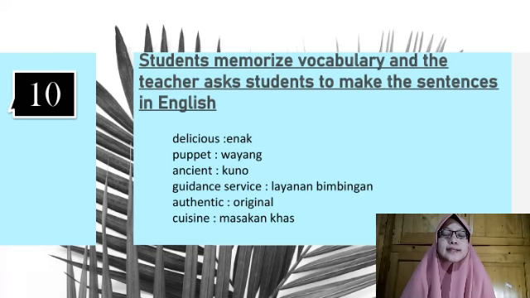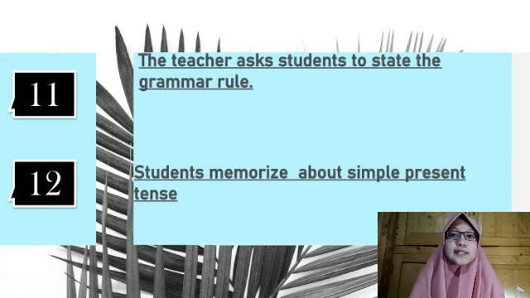The tenth step is students memorize vocabulary, and then the teacher asks students to make sentences in English. The eleventh step is the teacher asks students to state the grammar rule, and this is the repetition of memorizing the grammar rule and the examples. And next, the twelfth step is students memorize the simple present tense. Here the students memorize the simple present tense.